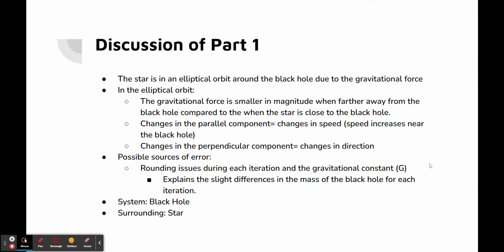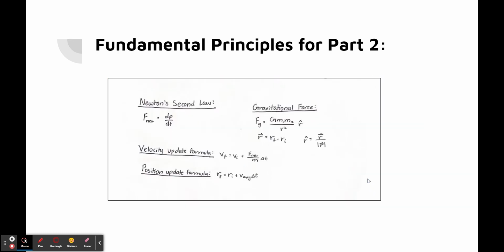So a discussion of part 1 is that the star is in an elliptical orbit around the black hole due to gravitational force. In the elliptical orbit, the gravitational force is smaller in magnitude when it's farther away than when it's close. When the parallel component changes, that means it's a change in speed. When the perpendicular component changes, that means it's a change in direction. Some possible reasons for error could be that there were some rounding issues during the iteration of the gravitational constant, and that's why we had multiple masses, so we had to take the average. So the system is the black hole and the surrounding is the star.